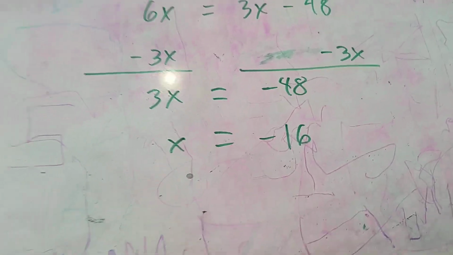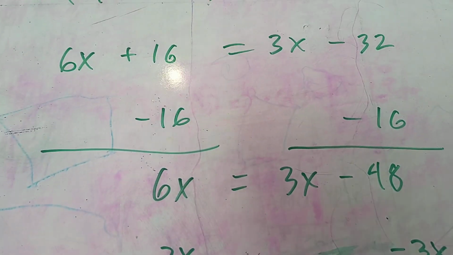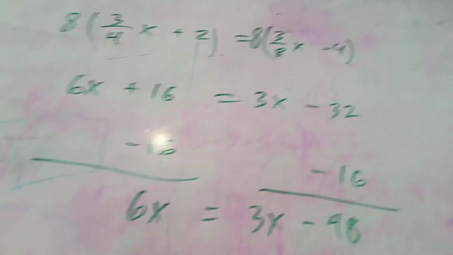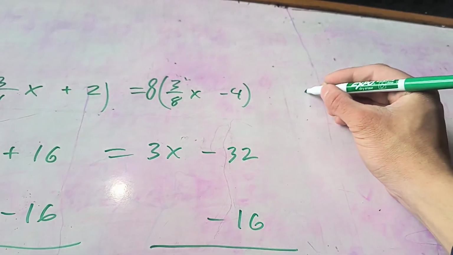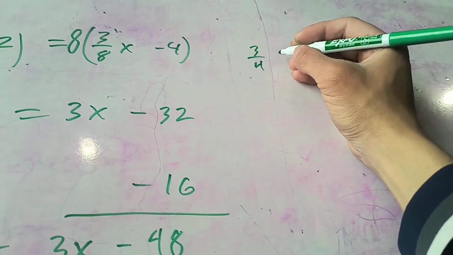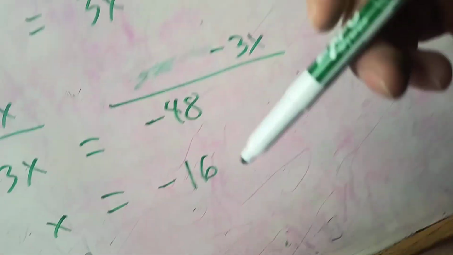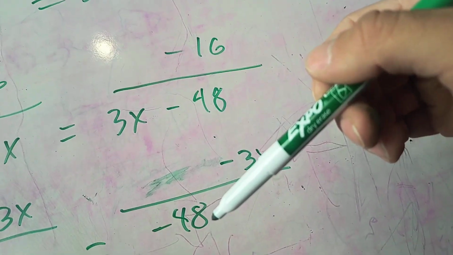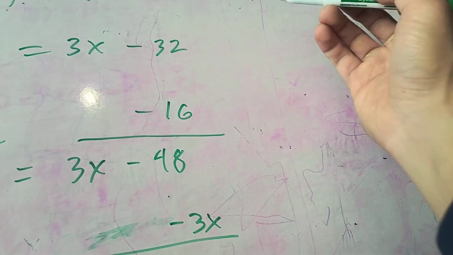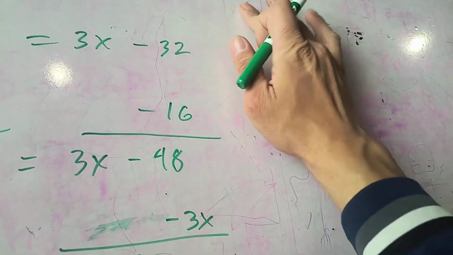Actually, let's substitute x into the original equation, because we didn't have this 8 out front in the original equation. So the original equation was 3 over 4 times negative 16. 3 times negative 16 is negative 48. Negative 48 divided by 4 is negative 12.